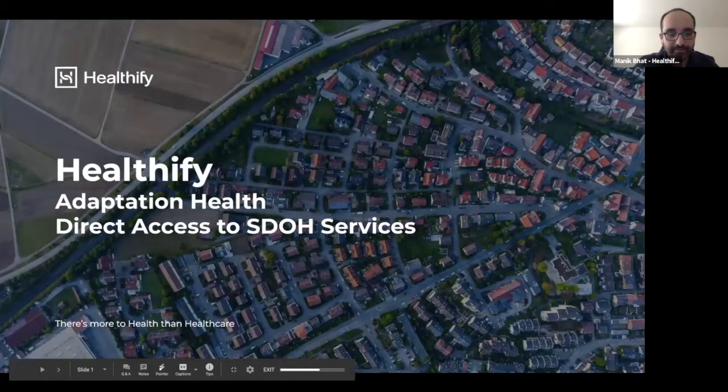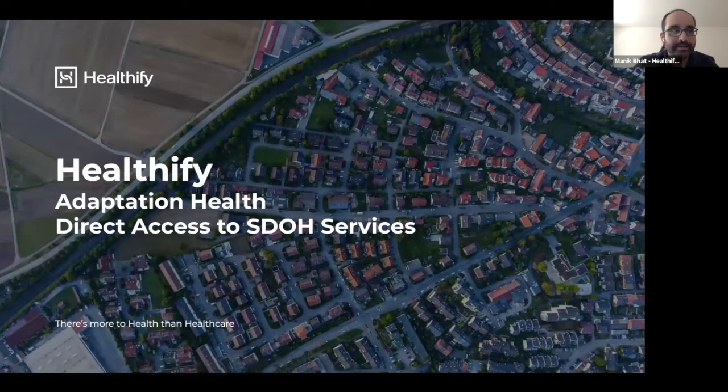Name's Manik. I'm the founder and chief strategy officer here at Healthify. Came from a background of doing community health work in East Baltimore for a number of years, which really revealed a lot of the infrastructure challenges in communities to really address social needs at scale. And at least personally to me, showed how our inability to address these needs systematically really impacts the ability for a family to thrive.